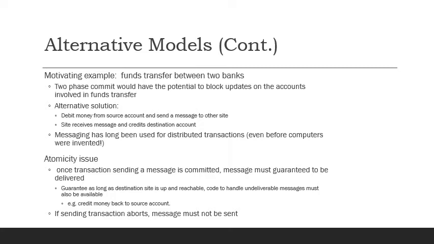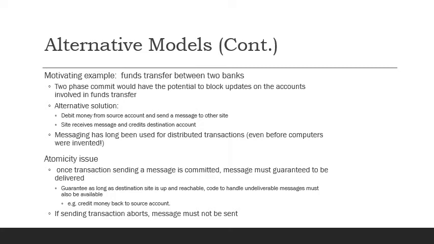The check must not be lost and must not be duplicated and deposited more than once. When the bank computers are connected by a network, persistent messages provide the same service as the check. Two-phase commit has the potential to block updates on the accounts involved in funds transfer. So we have an alternative solution: debit money from the source account and send a message to the other side, and the other side receives the message and credits the destination account.